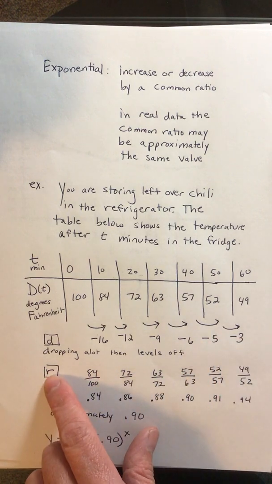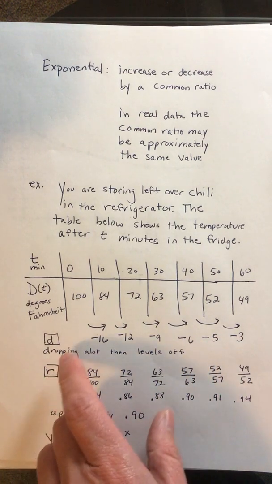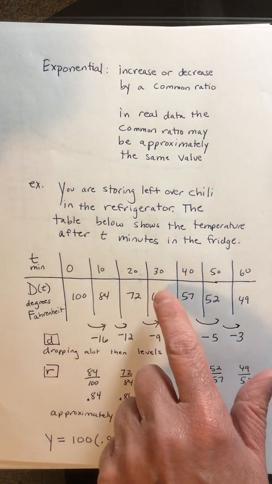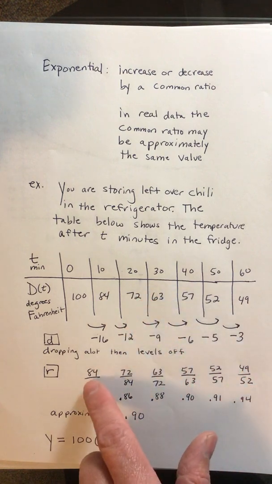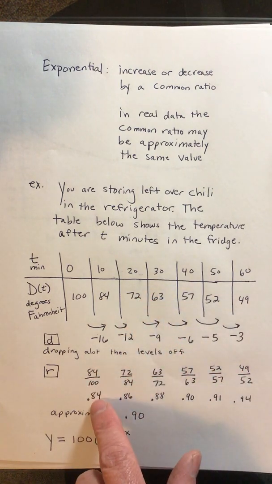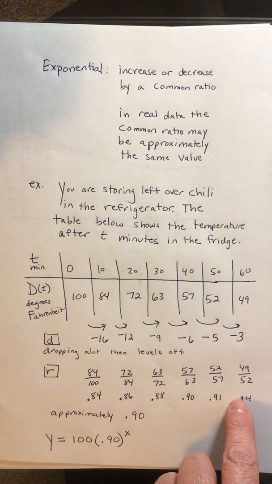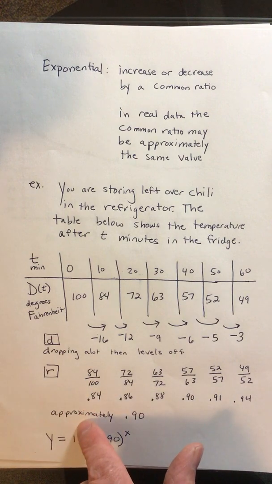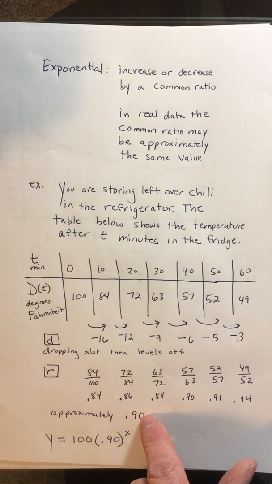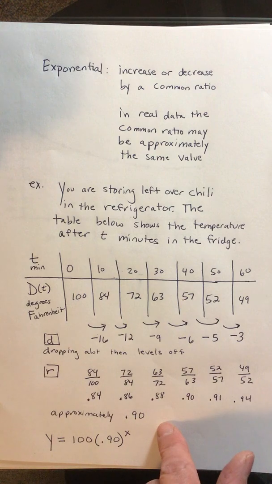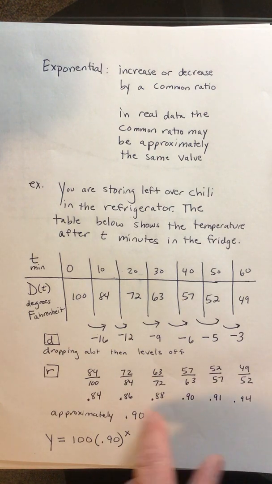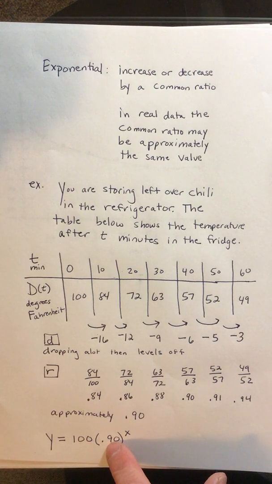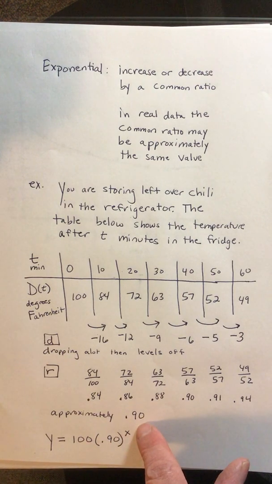If I look at a ratio, remember that's when I divide. So 84 divided by 100, and 72 divided by 84, and 63 divided by 72, and so on. These are the decimals that I get. And while they're not exactly the same, you can see that they are approximately 0.90. And so if I wanted to write an exponential model, I would have y equals my a value of 100 times 0.90 to the x.